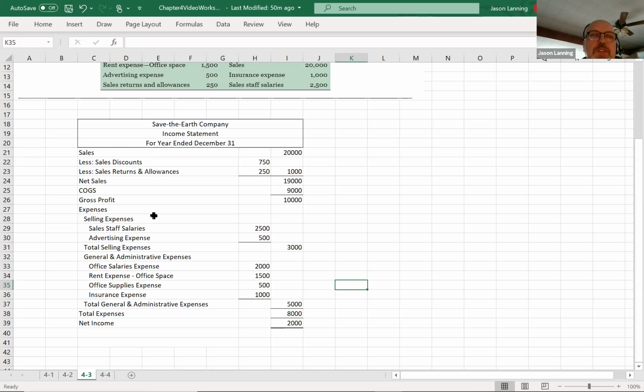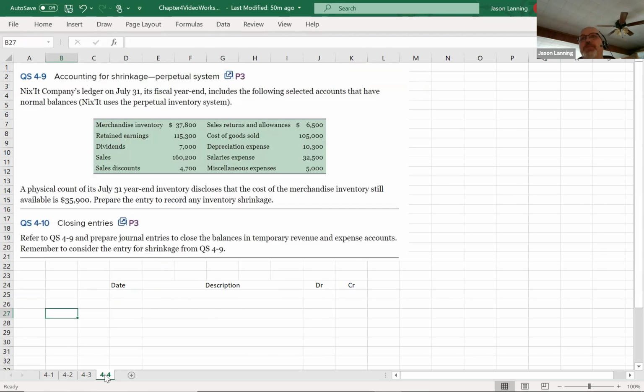Remember, with a multi-step, we start essentially with our gross sales, and we end up with gross profit. We subtract our deductions from sales, which gives us net sales. Then we subtract cost of goods sold. That gives us gross profit, and then we segregate our expenses, at this point, between selling expenses and general and administrative expenses. All right, so that's a multi-step income statement. Now, the last problem, quick study 4.9 and 4.10.